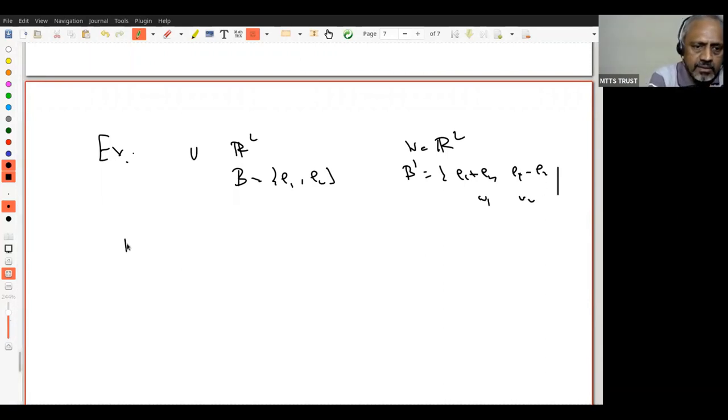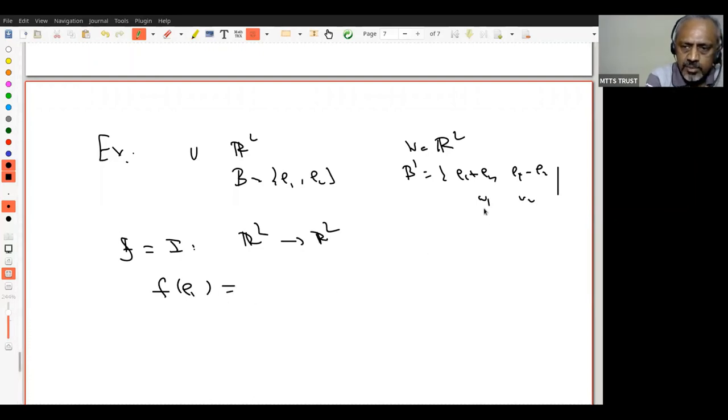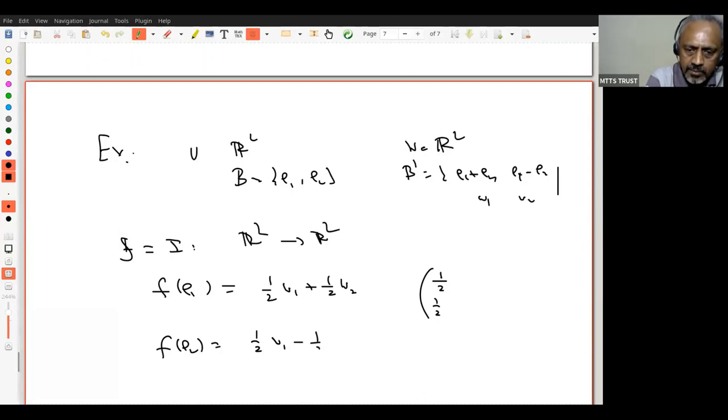Now, f is the identity map from R2 to R2. Then I have to write f of e1. What is f of e1? I have to write this in terms of w1 and w2. That is half times w1 plus half times w2, right? Because then e1 plus e2 plus e1 minus e2 adds to 2e1, therefore half will give me that. Therefore, the coordinates are going to be half, half. And what is f of e2? I have to get e2, that is half of w1 minus half of w2. Therefore, it's half, minus half. So this is the matrix of the identity with respect to the choice of bases B and B dash.